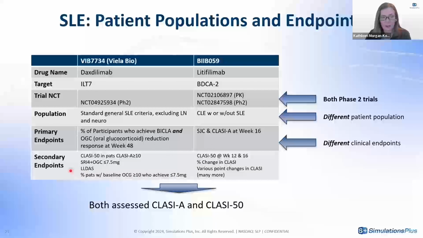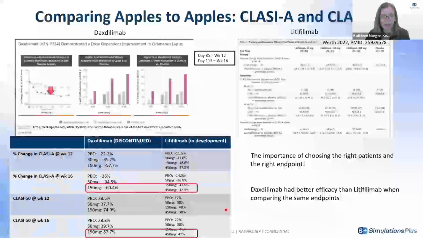When we look at secondary endpoints, we found that both drugs recorded Class E50 in addition to other endpoints. So to compare apples to apples, we compared Class A and Class E50 between the two drugs. In this table, we highlight the different clinical efficacy between Class A at week 14 and week 16, as well as Class E50 at week 12 and 16 for both drugs.